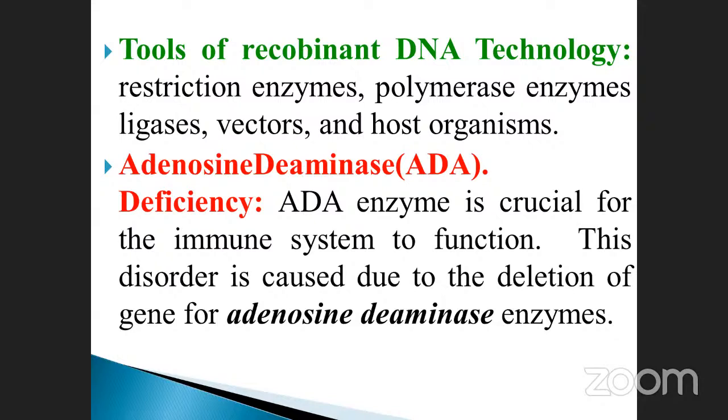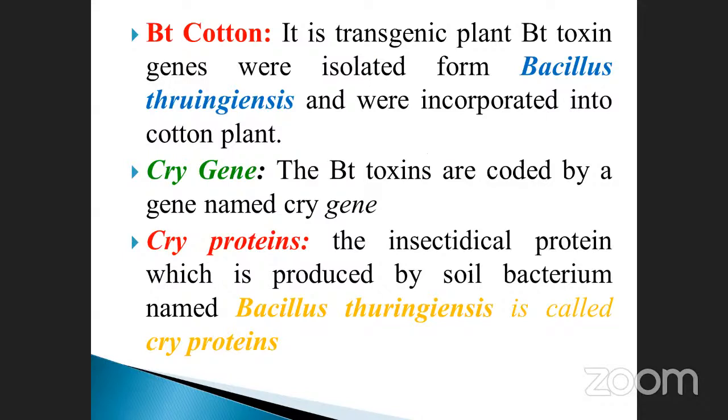And ADA, otherwise called adenosine deaminase, is also very, very important for the immune system to function. This disorder is caused due to the deletion of the gene for the adenosine deaminase enzyme, leading to lack of immunity. Bt cotton is also very, very important. It is a transgenic plant. Bt toxin genes were isolated from Bacillus thuringiensis and incorporated into the cotton plant.